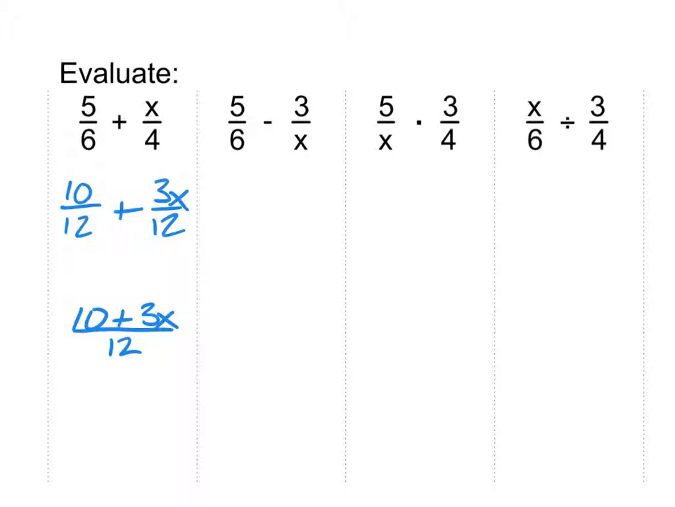Okay? Next one, the subtraction now. Again, I need to start by having a common denominator. And I'm going to be subtracting the two fractions. So, in this case, 6 and x. To get a common denominator between the two, all I can do really is multiply the 6 by the x. So I'm going to make my new common denominator 6x.